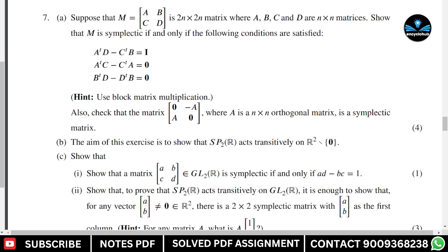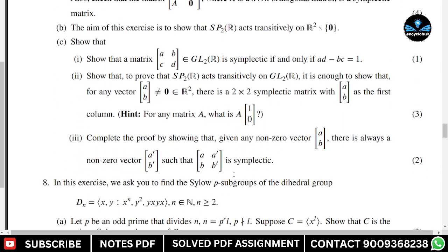Second, the aim of this exercise is to show that SP acts transitively on R squared. Show that the matrix is symplectic if and only if AD minus BC is equal to 1. To prove that SP acts transitively on GL2, it is enough to show that for any vector there is a 2 by 2 symplectic matrix with it as the first column.